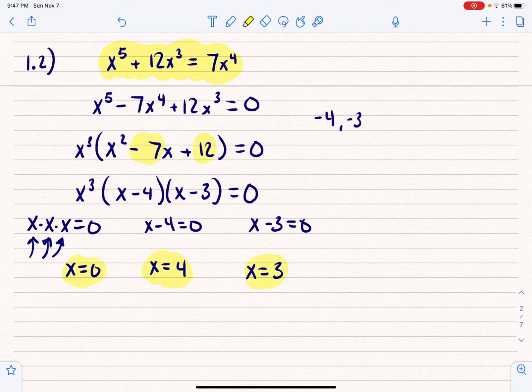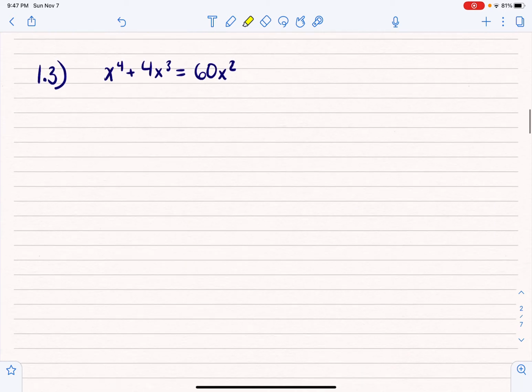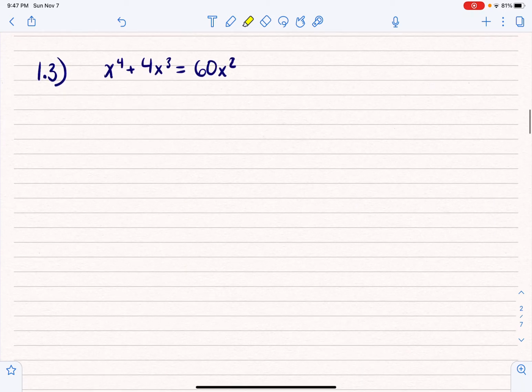All right, now that you've seen two of these done, I want you to try one. So here's the problem I'd like you to try, okay? X to the fourth plus 4x to the third equals 60x squared. It's just like the other two, should be very similar. You should be able to do this. So we're gonna pause the video right here and give this problem a shot, and I will work it out in about 90 seconds.